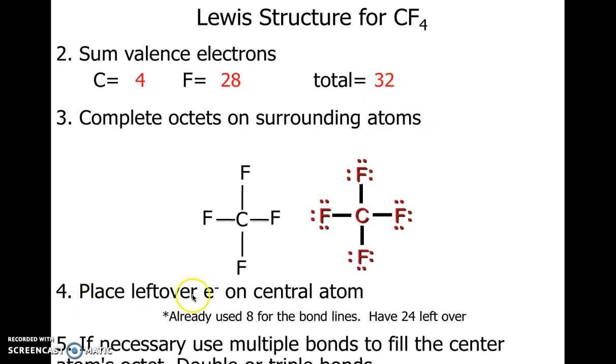Okay, so I place the leftover electrons on the central atom and then around the outside. And then if necessary, I would have done multiple bonds to fill the center atom's octet, either double or triple bonds. Now some vocabulary. Remember that the bond line is equal to 2 valence electrons. These dots on the outside are called lone pairs.